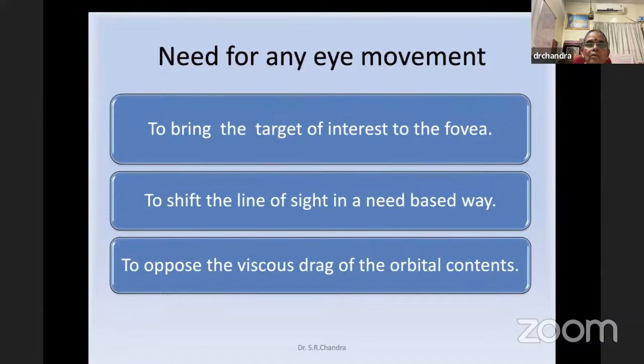Okay, so why do we need eye movement? It is to bring the target of interest to the fovea. Only if the image falls on the fovea will we have no blur. And to shift the line of sight in a need-based way. So the target should fall on the fovea, and if we want to shift our gaze from one target to another, that also has to happen. That happens by eye movement.